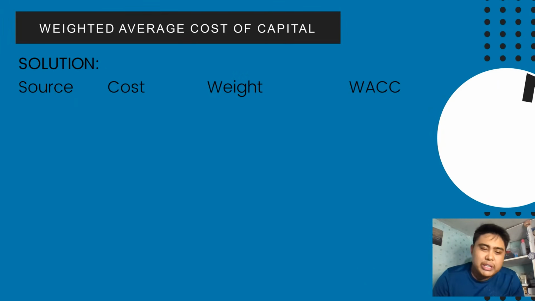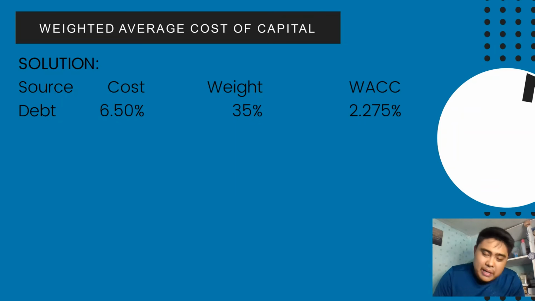Okay, so ang ating computation is simply the cost of capital times weight. That is your weighted average cost of capital. Yun nga lang, on each source. Ang unang source mo ay debt. Sinabi ng problem, ang cost of debt is 6.50. Ang timbang niya sa capital structure is 35. So pag minultiply mo, that is 2.275.